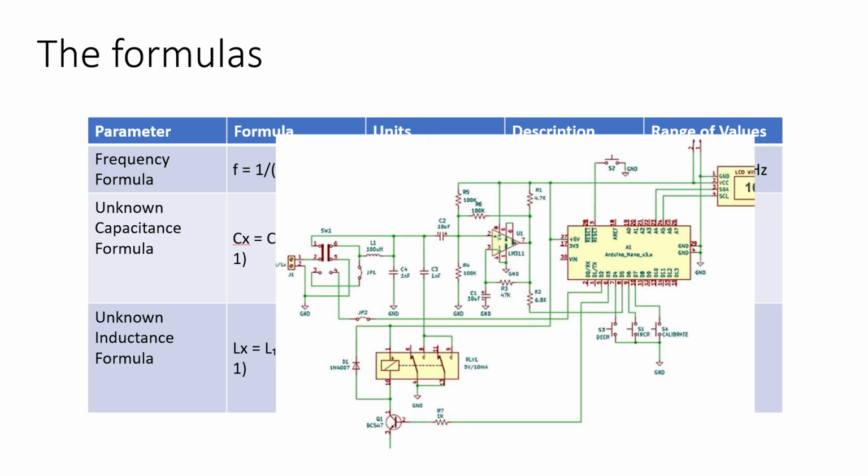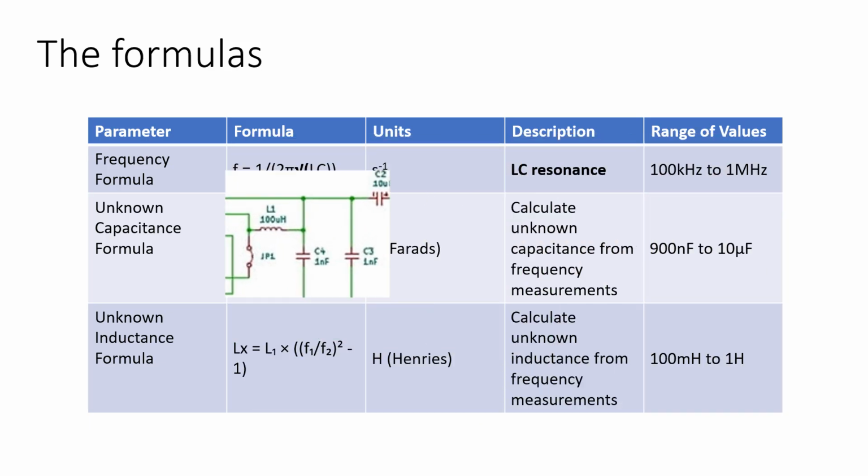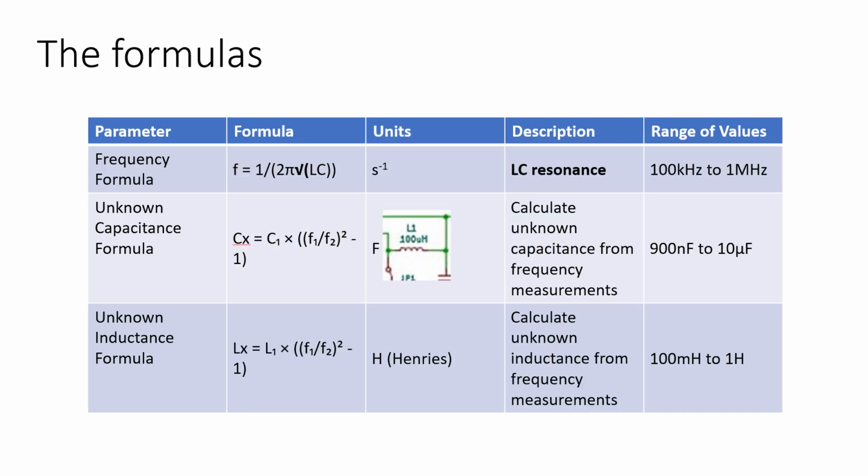Inside the LCR meter, we can see that there is an inductor with 100 microhenries. What that does is that it will only allow one variable to pass through, which is capacitance. If we know the frequency of the LC resonance, then if we do some mathematical manipulation, we can find what the unknown capacitance and what the unknown inductance may be.